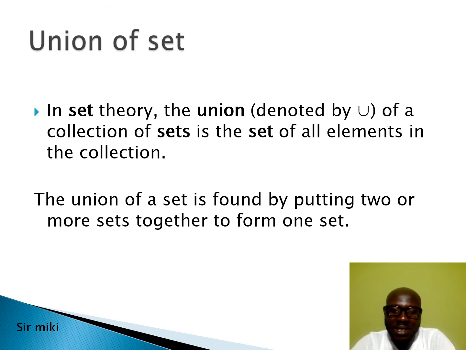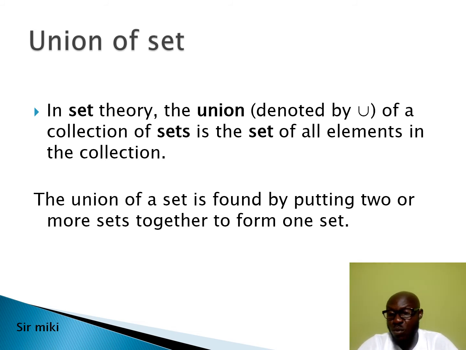Union of sets. If intersection of sets becomes elements found in both sets, then for union of a set, we are saying that in set theory, the union, which is denoted by the symbol U, of a collection of sets is the set of all elements in the collection. I repeat again. The union of a collection of sets is the set of all elements in the collection.